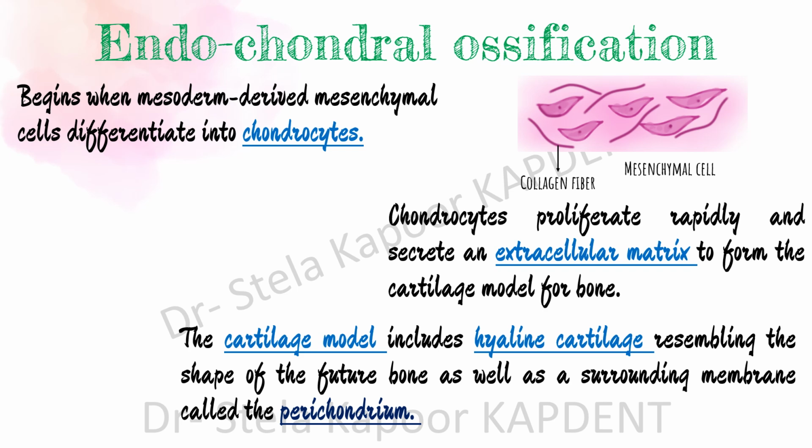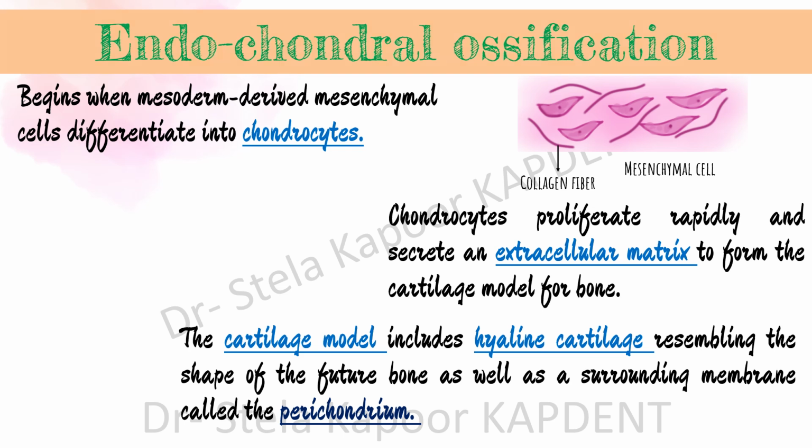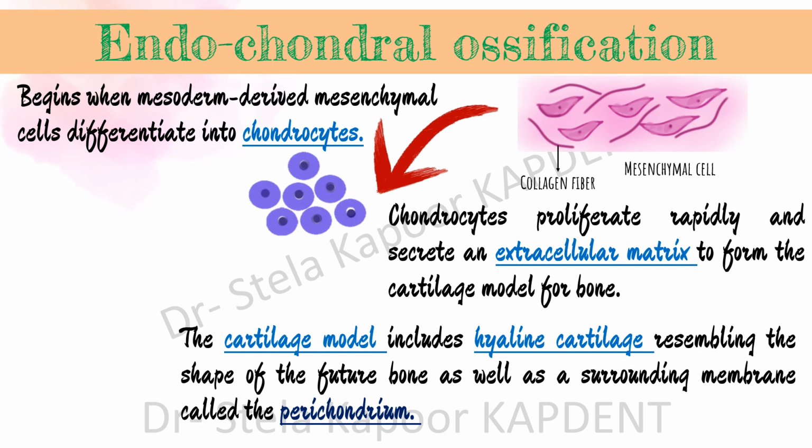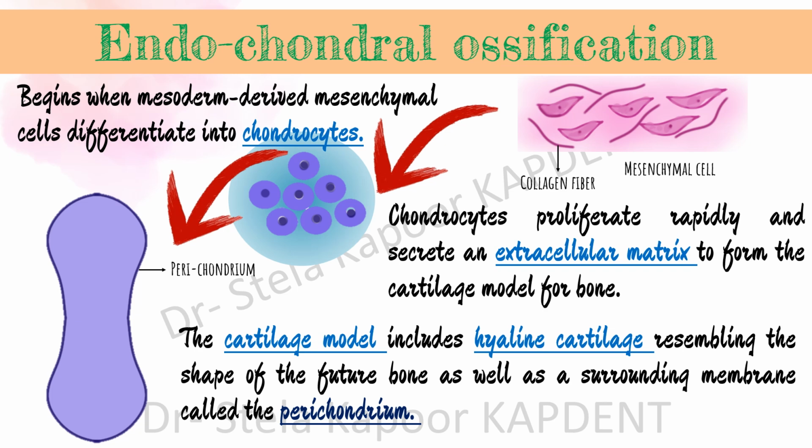As mentioned previously, both kinds of ossification begin with the mesenchymal derivative. In endochondral ossification, this derivative differentiates into chondrocytes, as compared to osteoblasts, which was happening in intramembranous ossification. These chondrocytes then proliferate rapidly and secrete an extracellular matrix around them, which forms the cartilage model for the bone. This cartilage model includes the hyaline cartilage and resembles the shape of the future bone, and it is also surrounded by a membrane called the perichondrium. Peri because it is surrounding the chondrium, that is the cartilage.